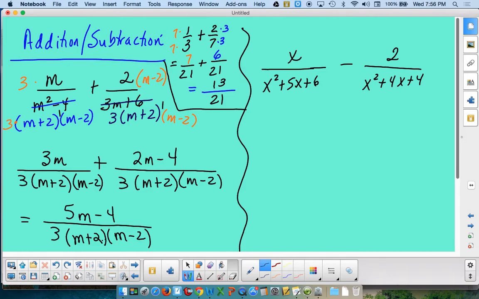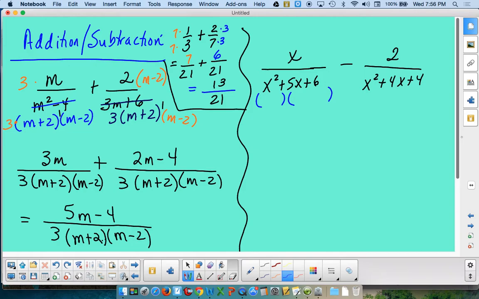Okay, we're going to take a look at one more of these. Addition, subtraction tends to cause a lot more trouble, and I see that I have a subtraction here, which also leaves room for you to mess up negative signs. So once again, I want to subtract them. I need a common denominator. I've got to factor my denominators first to find what's common.